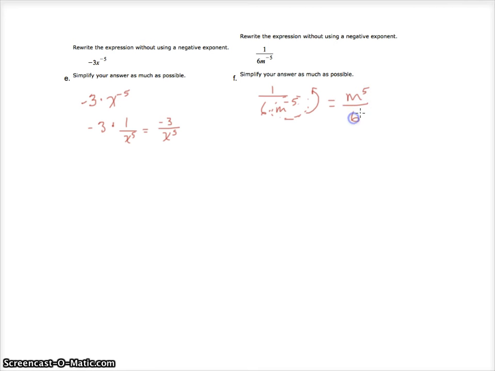over 6. So just remember that a to the negative n is 1 over a to the n, and all these negative exponents will make more sense.